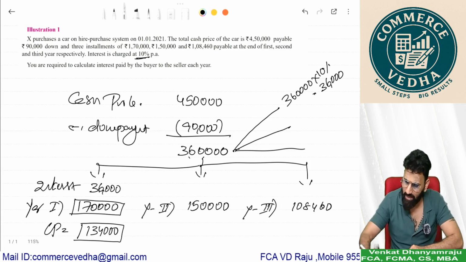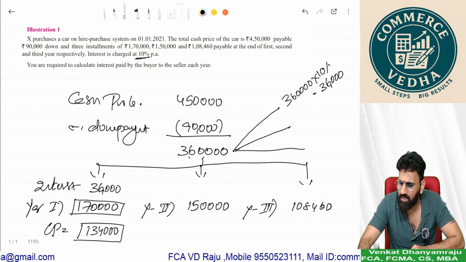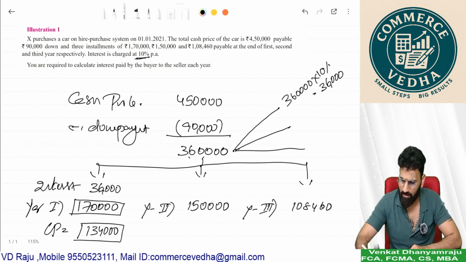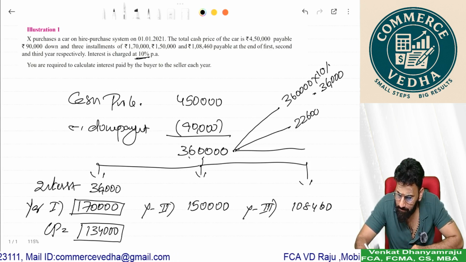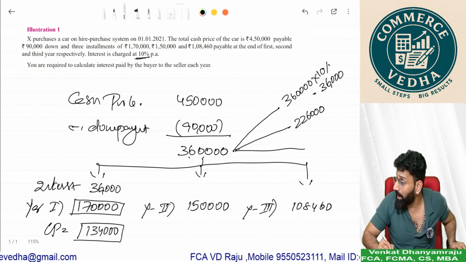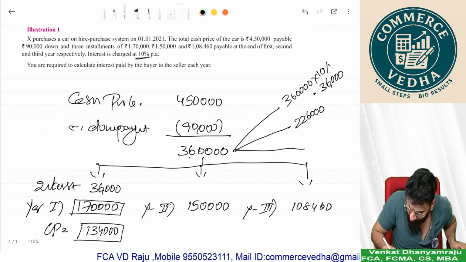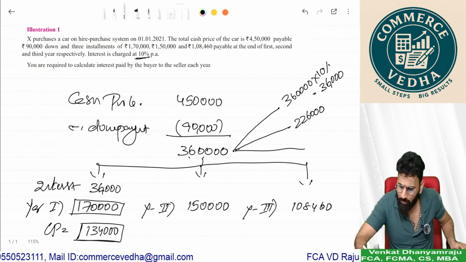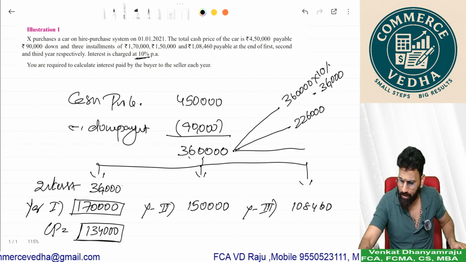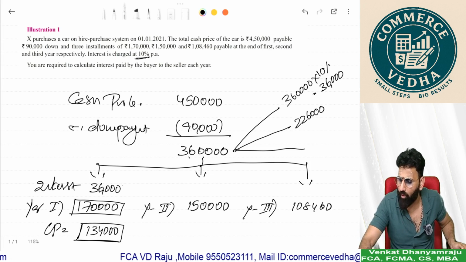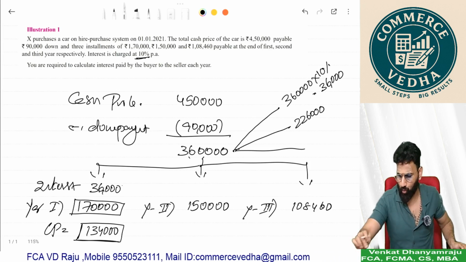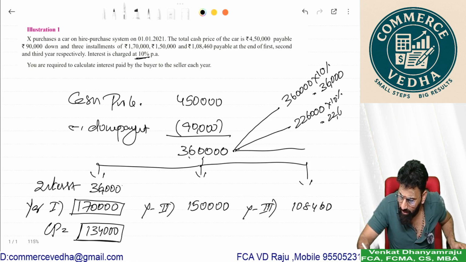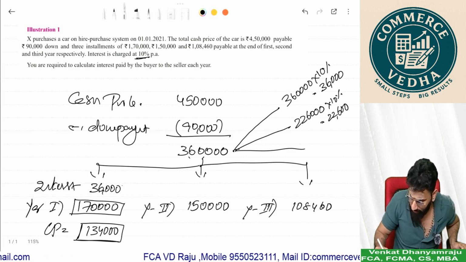Right. So second year, 3,60,000 minus 134 is the due, that is 226. The installment paid, 170, includes interest of 36 and towards cash price you paid 134. So from the cash price you remove 134. 3,60,000 minus 134 is 226, into 10%. Second year interest is 22,600.